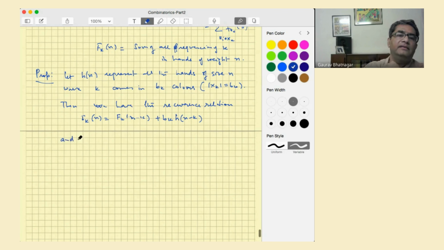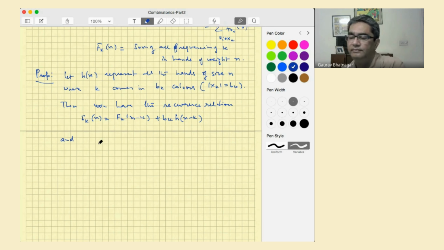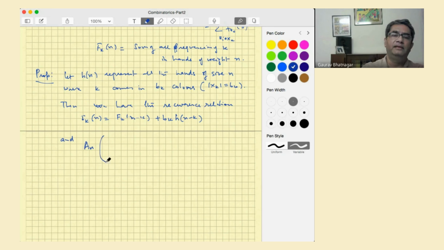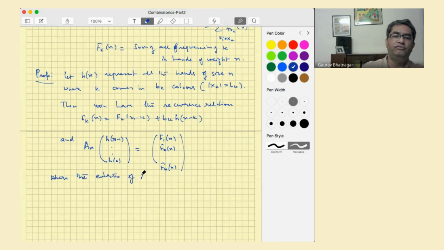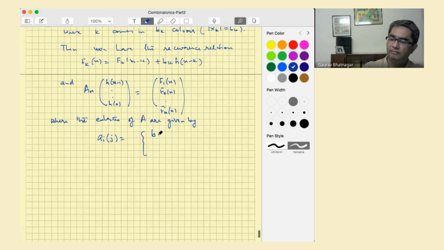Okay, and the matrix equation is the same matrix equation: h0 is equal to f1n, f2n, and so on, fnn, where the entries of A are given by A_ij is b_j if i divides j, and 0 otherwise.